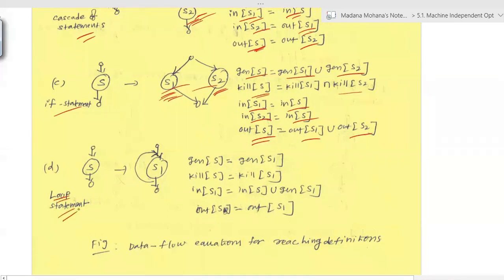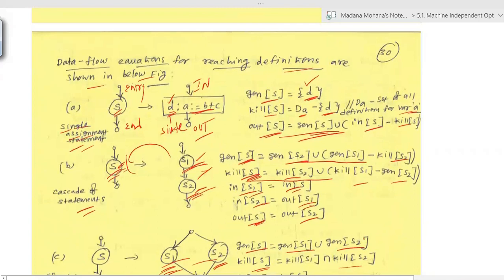Then for the loop statement, a self loop. Suppose S1 there is a loop. Gen of S equal to gen of S1. Kill of S equal to kill of S1. In of S1 equal to in of S union gen of S1. Then out of S equal to out of S1. Why? Because only a single statement is there in the loop. So these are all the data flow equations for reaching definitions of various programming control constructs.